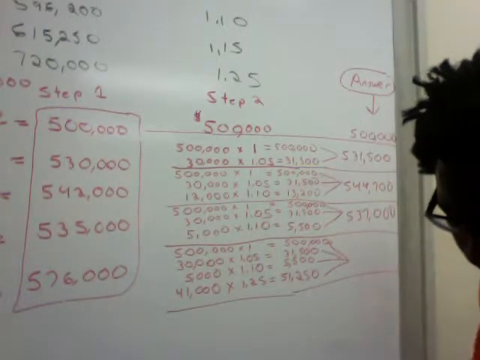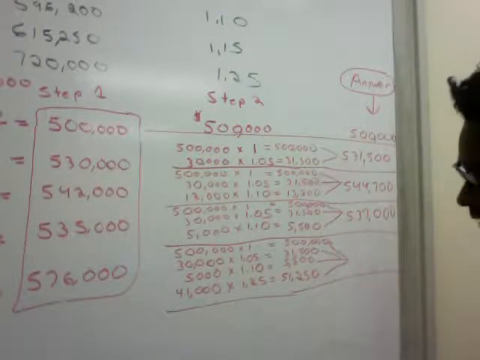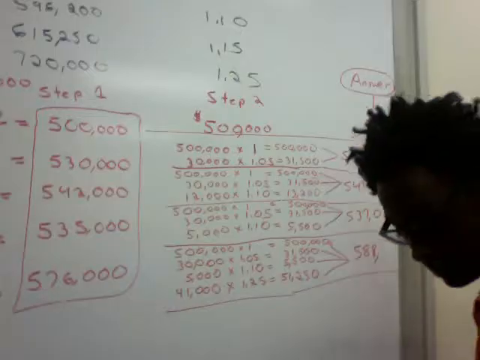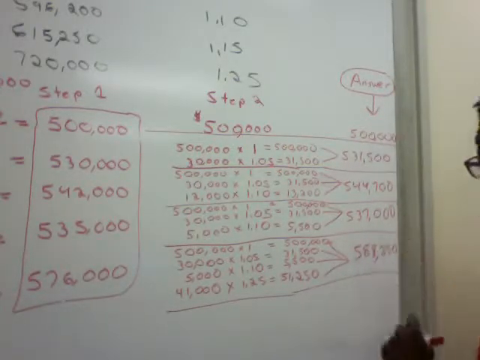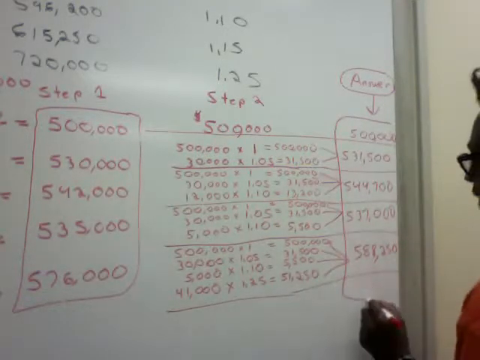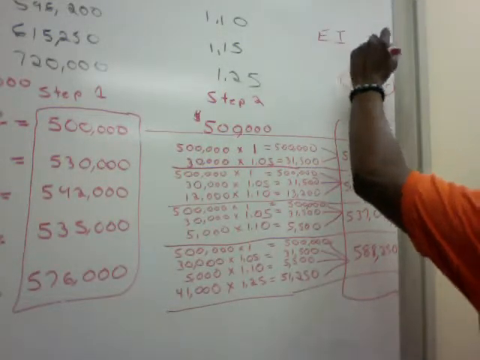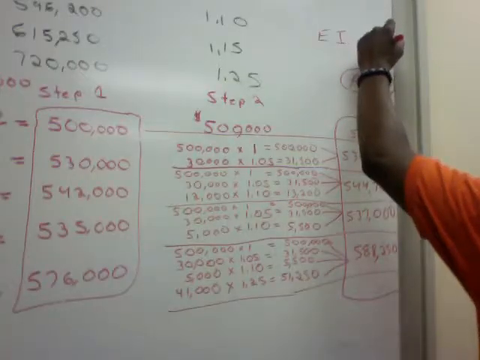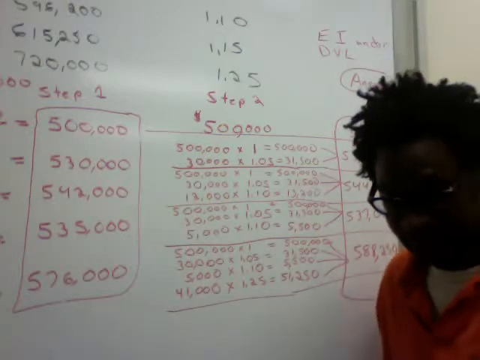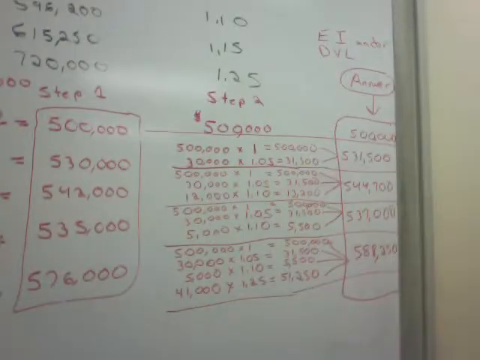Lastly, if I add up the 500,000 plus the 31,500 plus the 5,500 plus the 51,250, I'm going to get 588,250. Okay? And these are the respective answers that you're looking for. These are the ending inventory under dollar value LIFO for each year. To rewatch this, it's a long process, but it's a rather easy process.